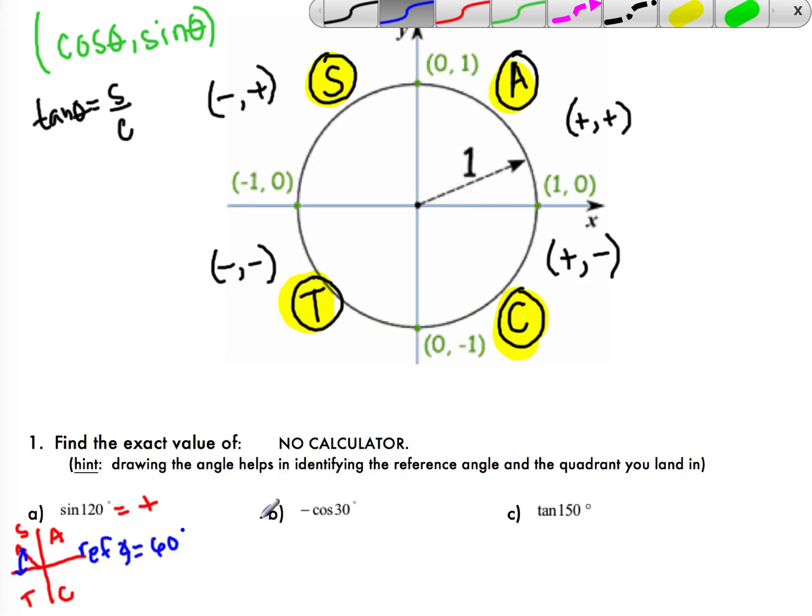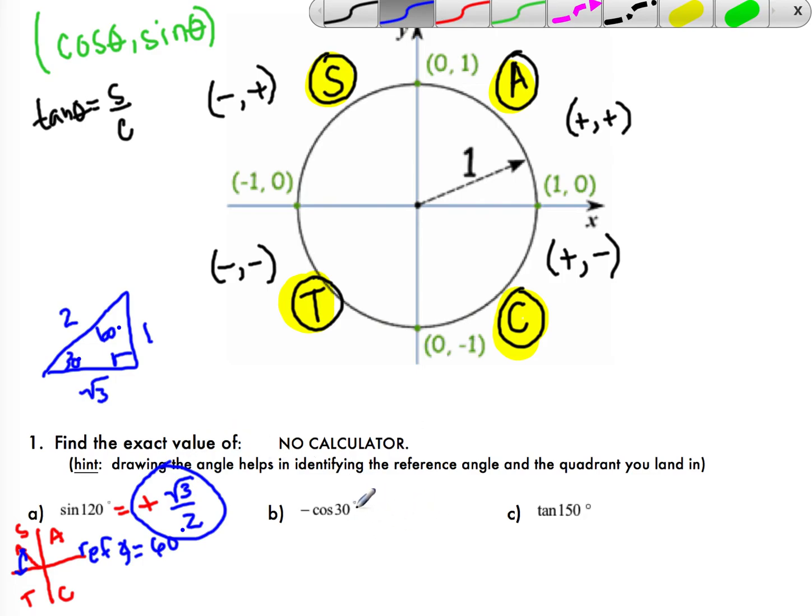So that gives me an idea that I need to draw my 30, 60, 90 triangle. So I'll go up here and draw my 30, 60, 90. Here's 30, 60, and I'll put in my 2, root 3, 1, and the sine of 60 is opposite over hypotenuse. So this is going to be root 3 over 2. That's our answer, positive root 3 over 2.